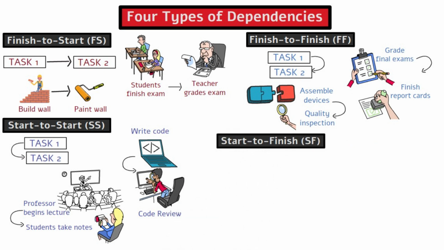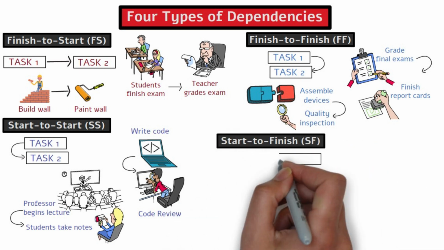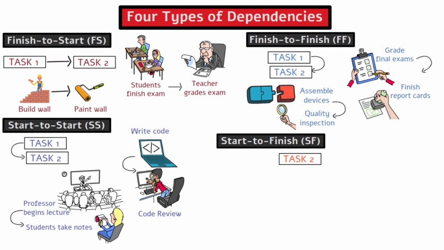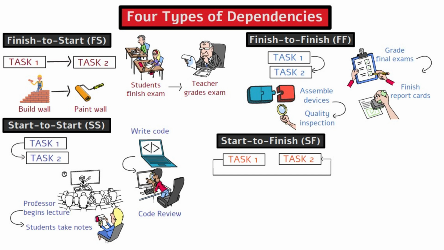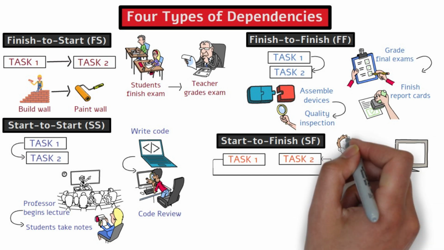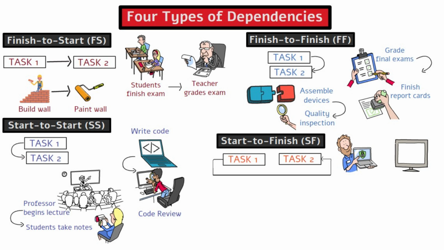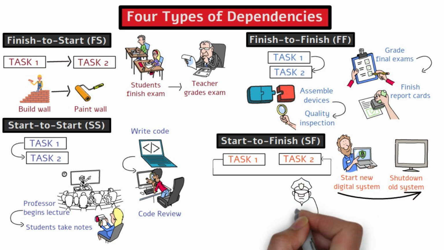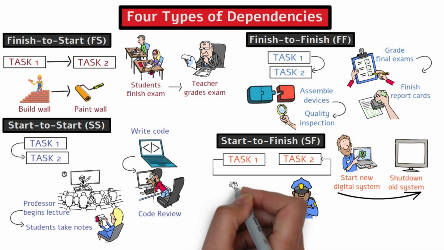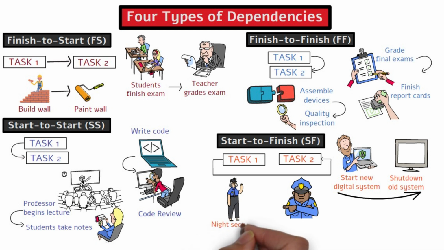Finally, start to finish, SF. This is the least common dependency. In this dependency, task 2 cannot finish until task 1 starts. For example, a university is transitioning from an old library book checkout system to a new digital system. In this case, the new digital system has to start functioning before shutting down and finishing the old system. Another example is at a 24/7 security desk. The night security guard has to arrive and start his shift before the morning security guard finishes shift.